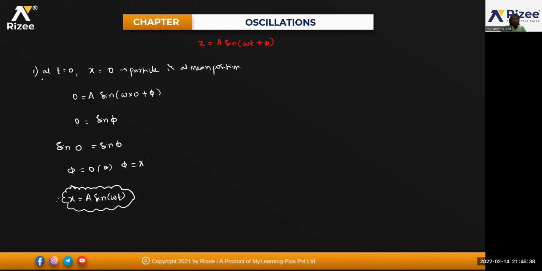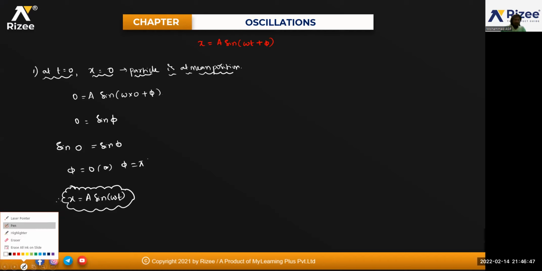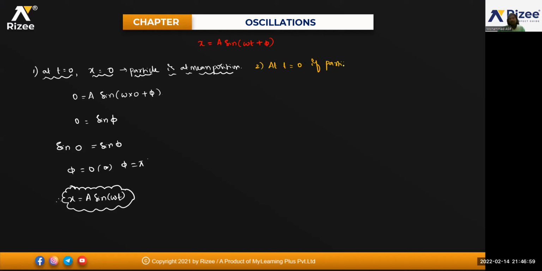So at t is equal to 0, x was also 0, that means the particle is at its mean position. Now the opposite case, the second one. At t is equal to 0, if the particle is at extreme position, that means x is equal to A. So now using the above equation, x is equal to A, that is A into sine omega t plus phi, beta.